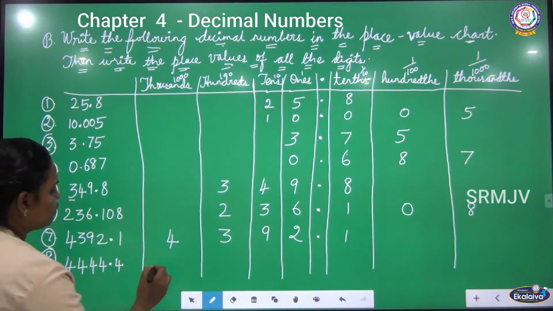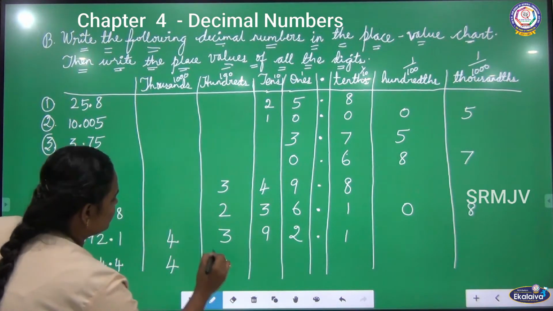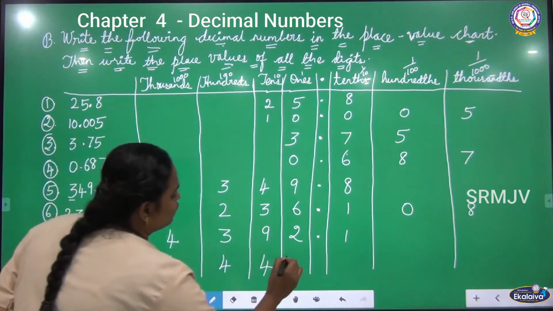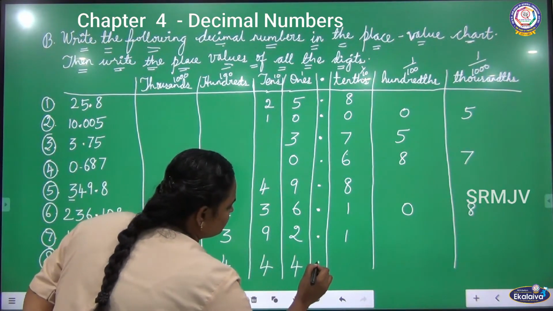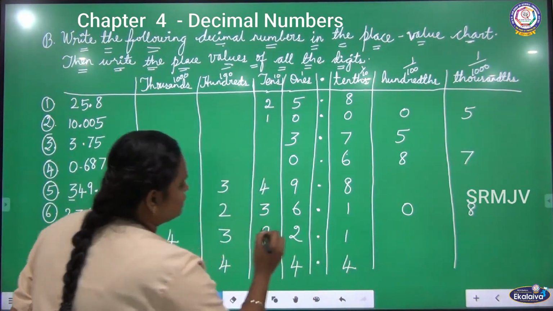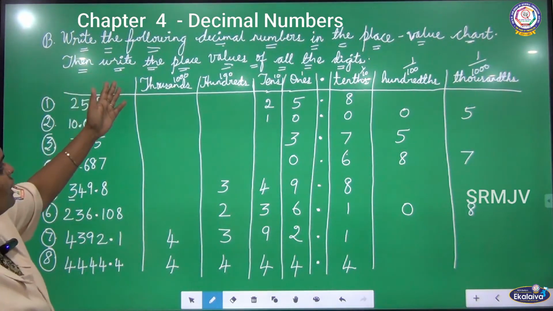Next one, 4444.4. So 4 is in thousands. Next 4 in hundreds. Next 4 in tens. Next 4 in ones place. Next decimal. Then 4 is in tenth place.